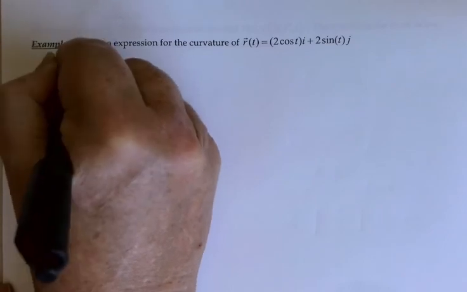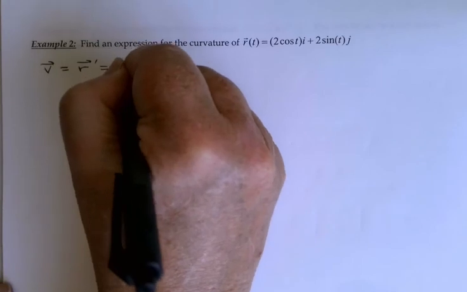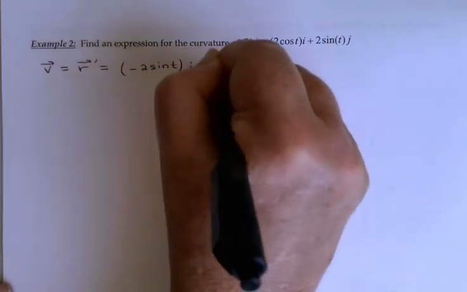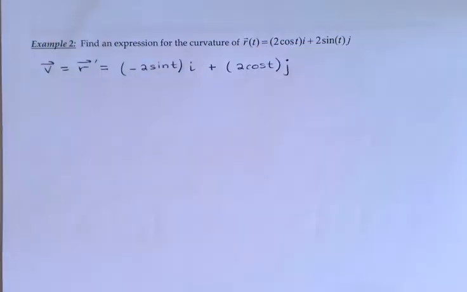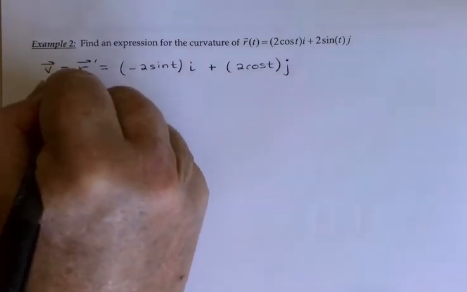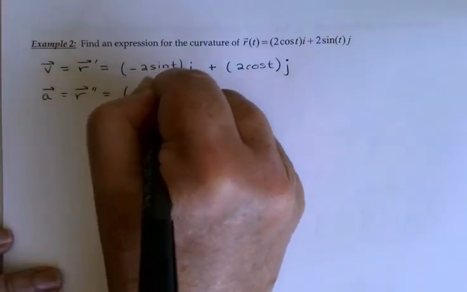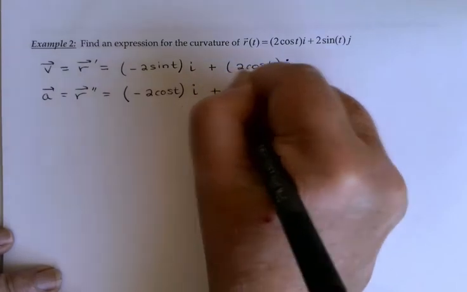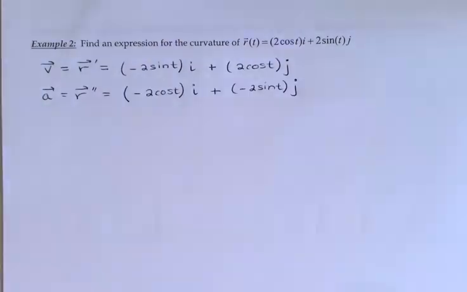So in this case, my velocity, r prime, would be negative 2 sine t i plus 2 cosine t j. My acceleration, r double prime, will be negative 2 cosine t i plus negative 2 sine t j.